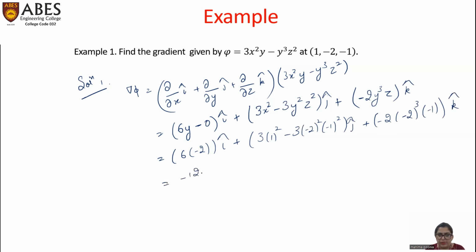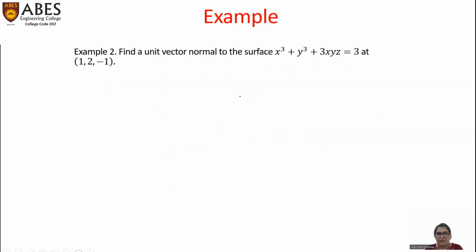Again, it will be minus 12 i cap plus minus 9 j cap plus minus 16 k cap. This will be the gradient value for the phi surface.